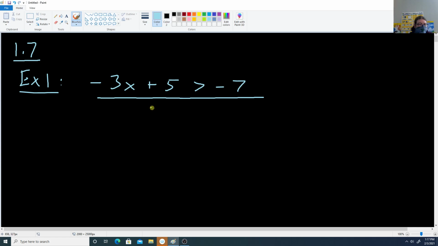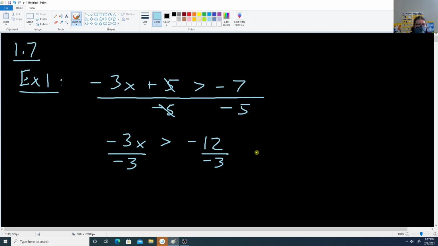So we're going to subtract 5 across the inequality. And if y'all remember from subtracting across inequalities, the inequality does not change direction. It stays pointing the same way. It's only if you multiply or divide by a negative that the inequality flips direction. So in this step, we're going to divide by negative 3. So now we are dividing by a negative. So the inequality flips.